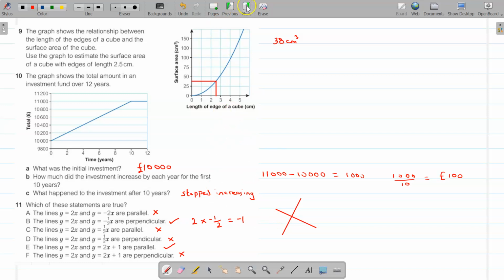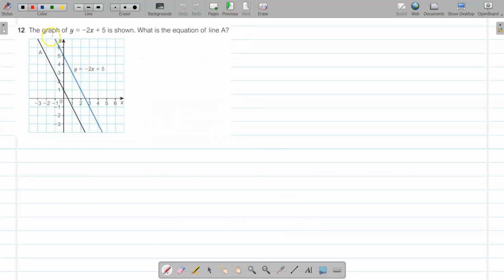Finally, the last question. Okay, number 12. The graph of y equals minus 2x plus 5 is shown. What's the equation of line A? Well, it must be y equals minus 2x because it's the same gradient, because it's parallel. So it must start with that. But what about the plus 5?